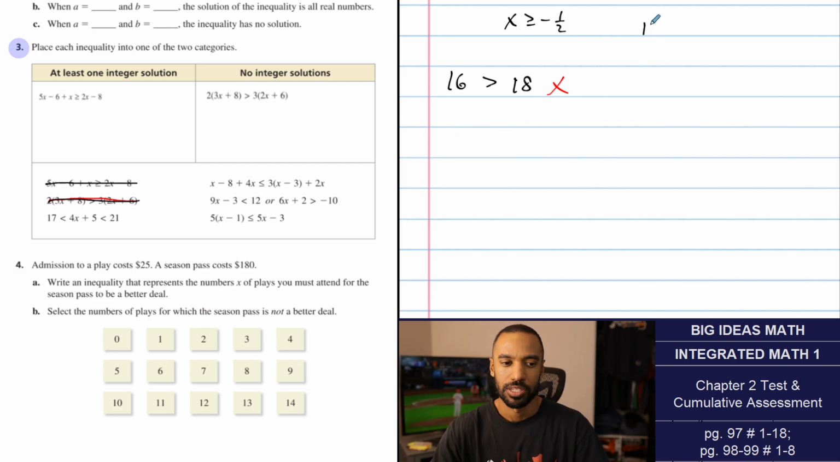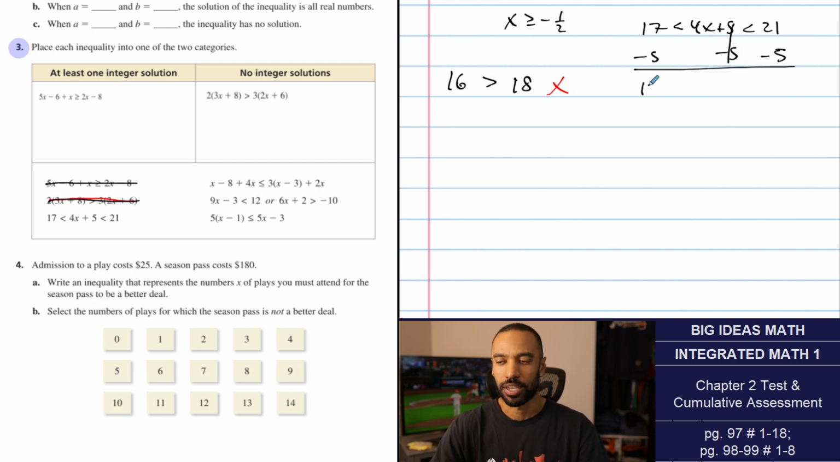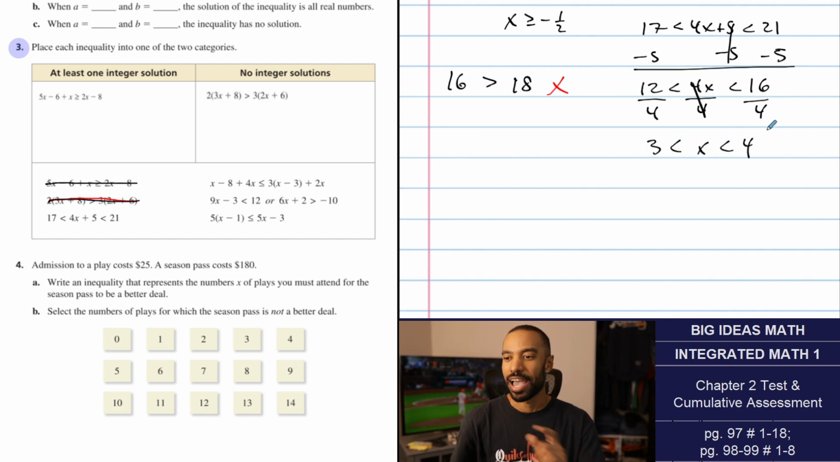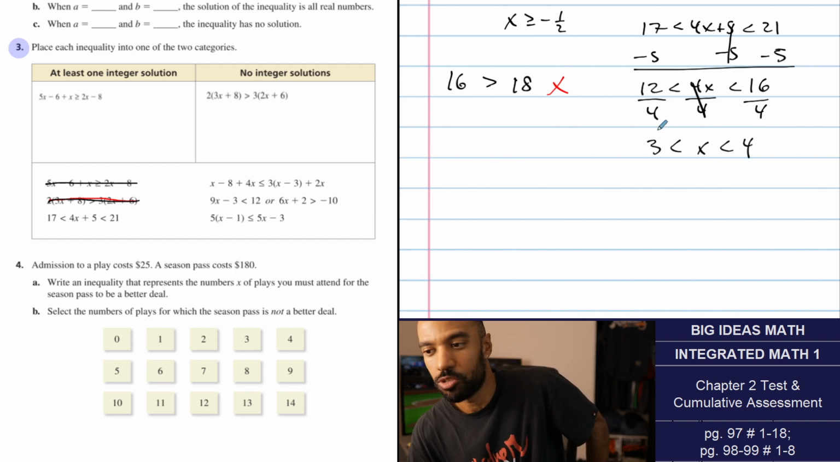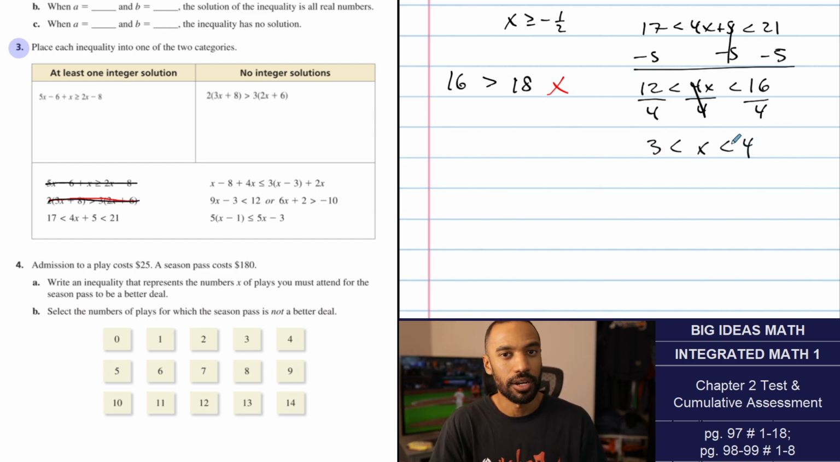So let's try this one. 17 is less than 4x plus 5, which is less than 21. If we subtract 5 among all these, sorry if I feel like I'm trying to cheat the questions. I'm really not. What I'm trying to do is optimize the questions for what they have. So that's 16. If I divide by 4, oh, check this out. x is between 3 and 4. But x doesn't include 3 and 4. So it doesn't even need to be fraction numbers here. These integers aren't enough. There is no integer value between 3 and 4, not including 3 and 4. So that also has no integer solutions.